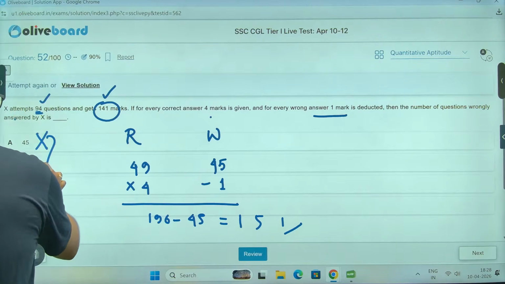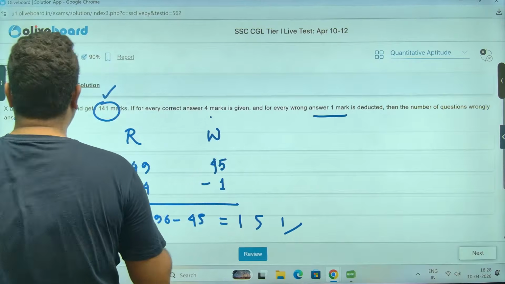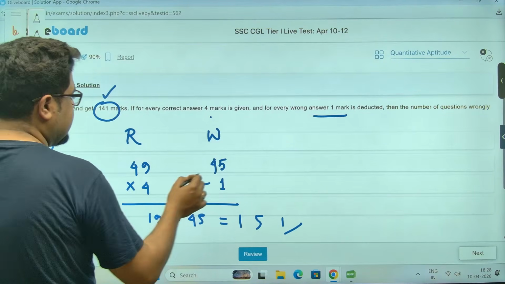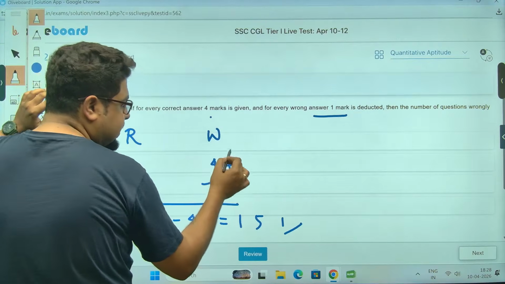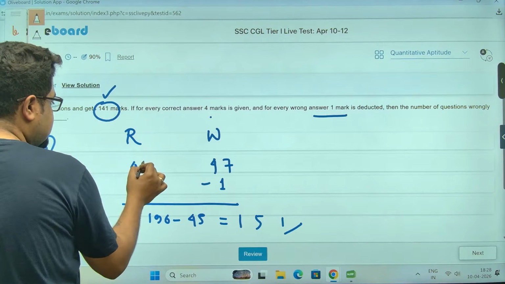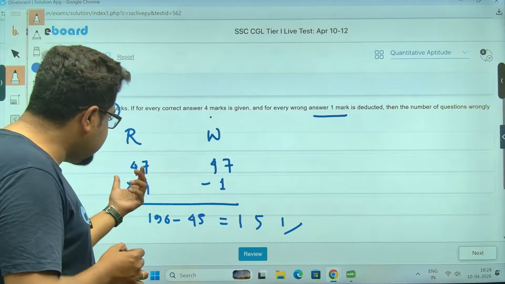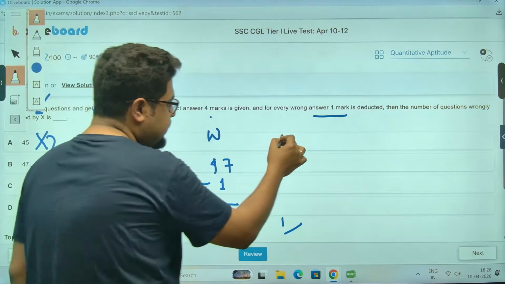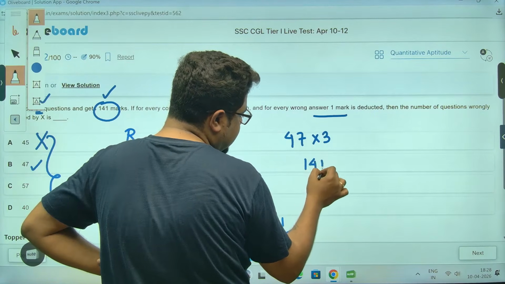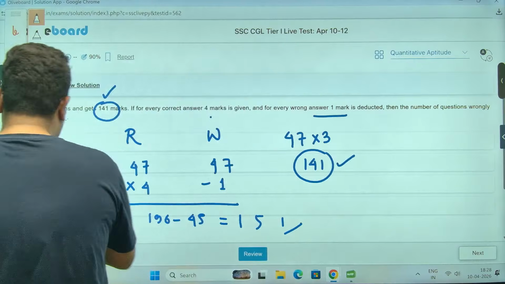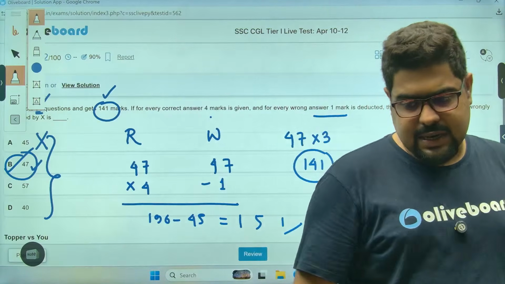So again, let's check the second one. If it is 47 here, please understand. If it is 47, meaning 2 more, this will be 2 less. So this will also become 47. So again, 47 into 4, 40. So ultimately it is 47 into 3, sir. 47 into 3, if you do, 120, and this is, sir, 141. So that has to be my answer, option number B. That's the correct answer, sir. That is your correct answer.